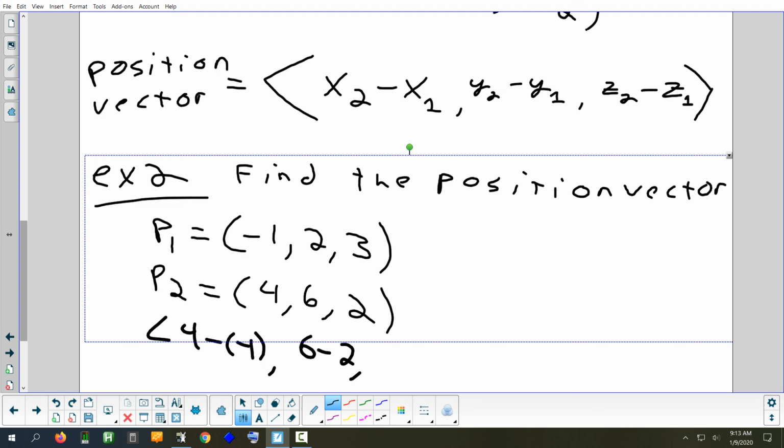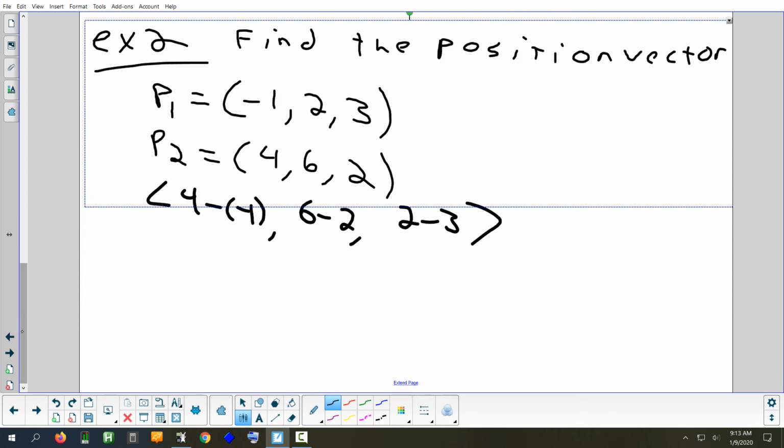All right. And Emily, how about the last one? 2 minus 3. Yes. Okay. Simplify that, and that's your position vector: 5, 4, -1.